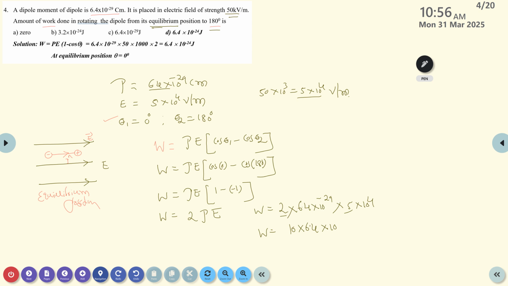Now this is minus of what? 25 it is. Okay. This means the work done equals 6.4 into 10 to the power minus 24. This is the right hand side. This is in joules. Okay.